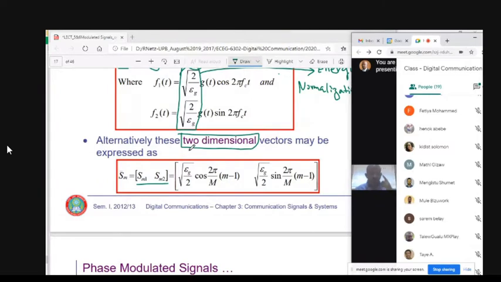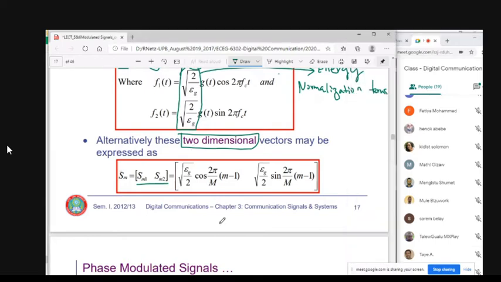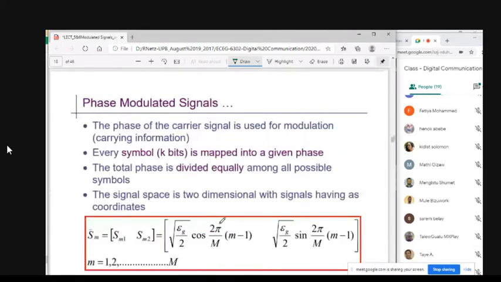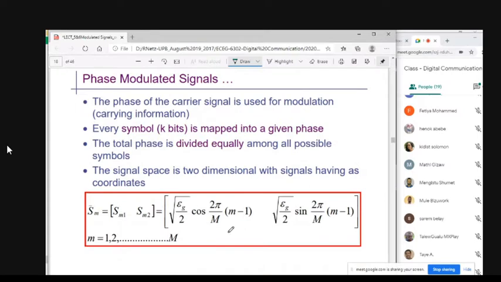Now if we represent the constellation plot, in the case of pulse amplitude modulation what we have is a one dimensional representation. With amplitude variation, the constellation points were all horizontal. Now we will have a two dimensional representation. Okay, what do we have here?